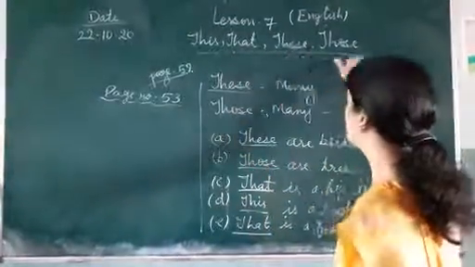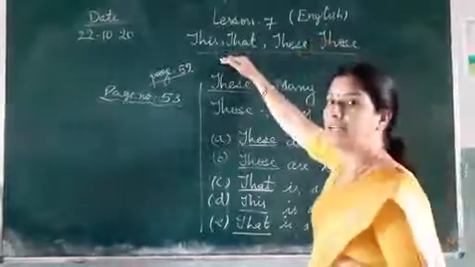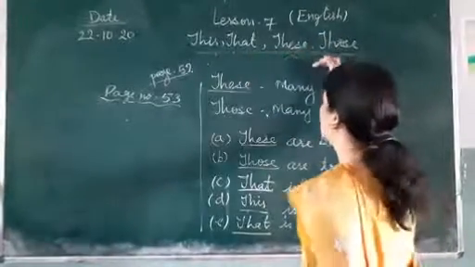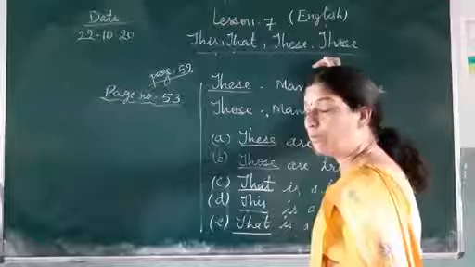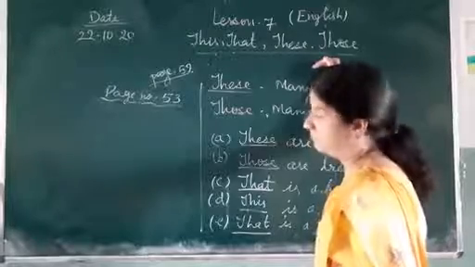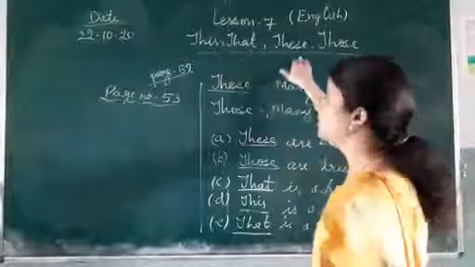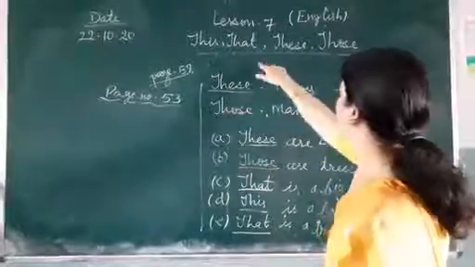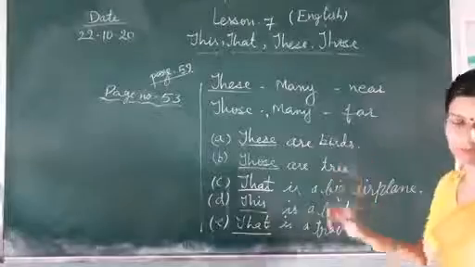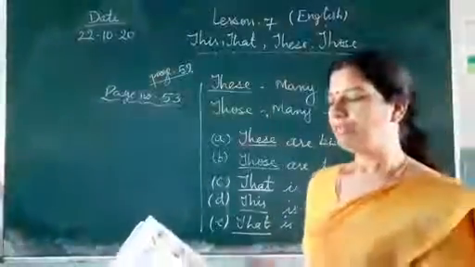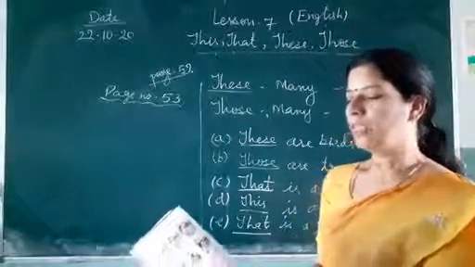This, that, these, those. This and that are used for singular things. These and those are used for plural things, places or persons. This and these are used for near. That and those are used for far. So look, first: these are my shoes.